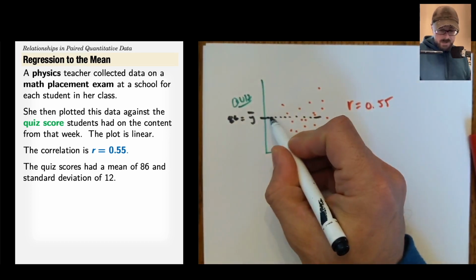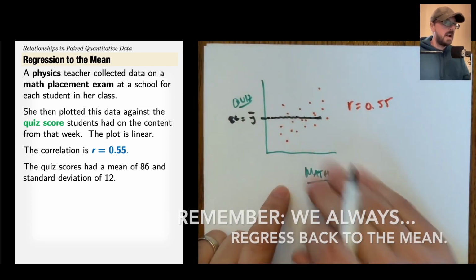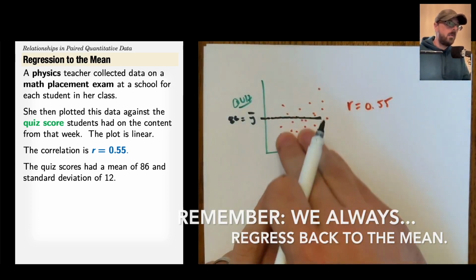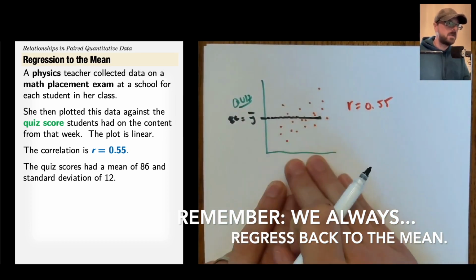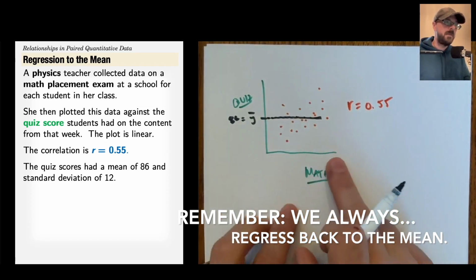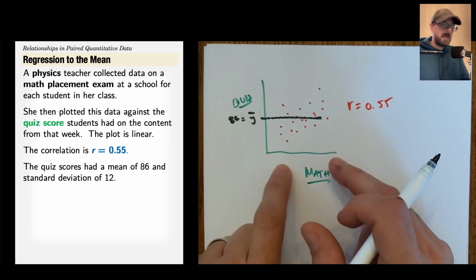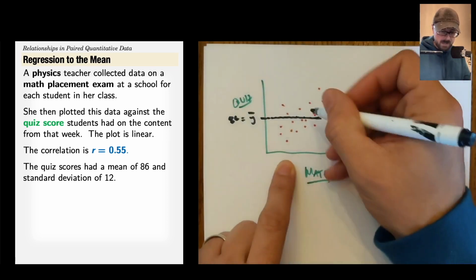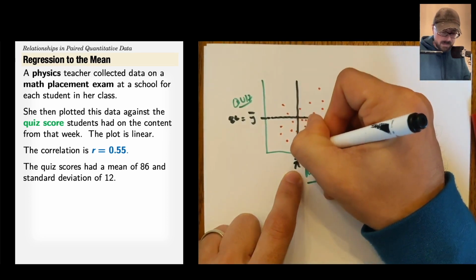If I don't know anything else about a student, I don't know anything about their math score, what would I guess to be their quiz score? Well, if I know nothing about your math score, I'm guessing that your physics quiz score is going to be an 86. However, if I know something about your math score, I might have my guess vary away from 86.